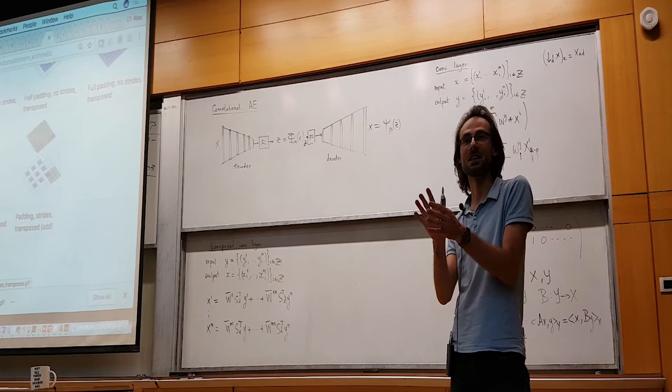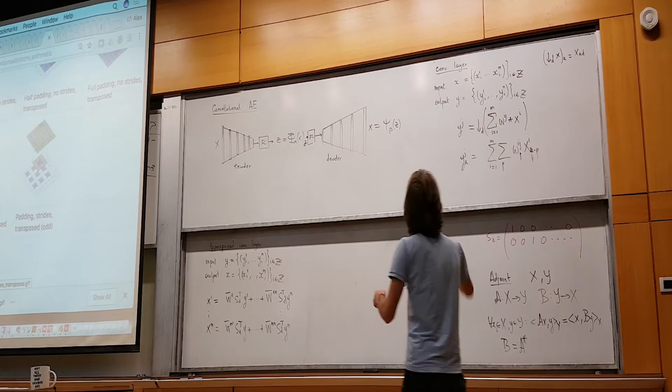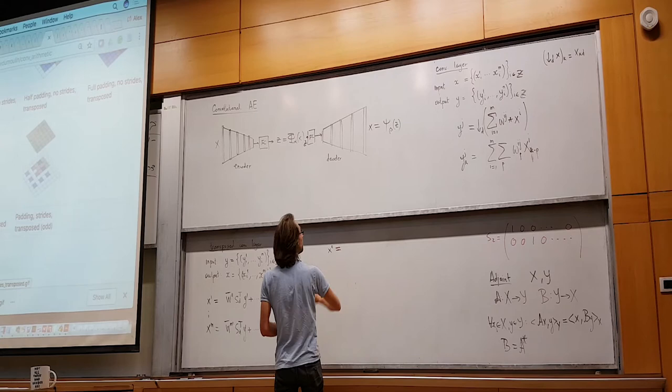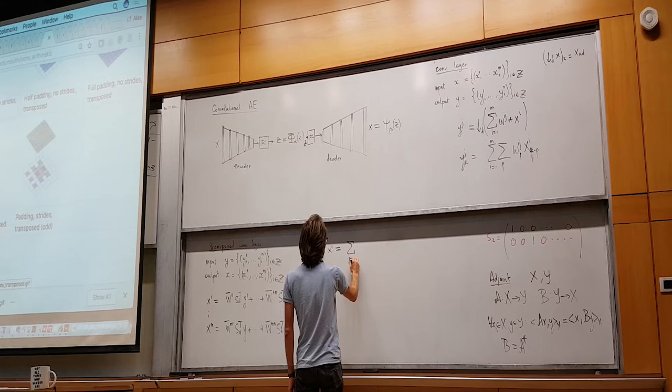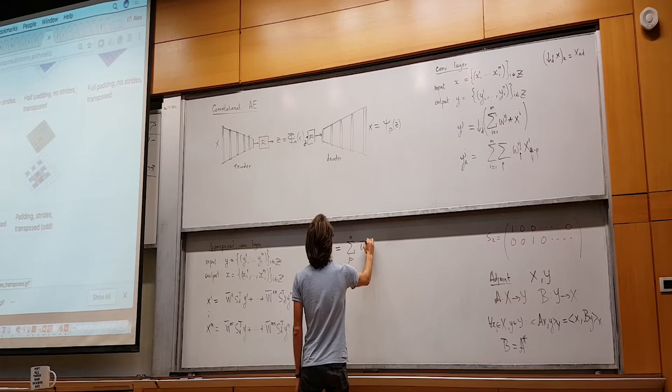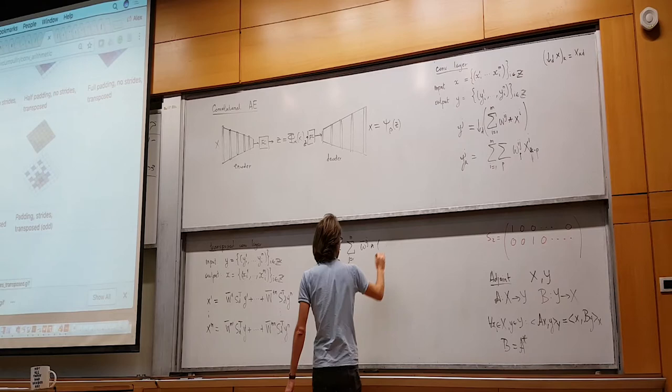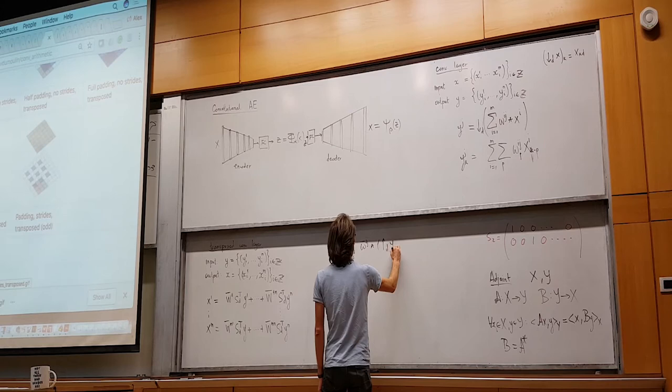Okay? So basically, if I write it this way, I will have x_i equals the sum from j from 1 to n, w reversed in time, ij, convolution. See, you first need to upsample. So I will upsample by d my signal y_j. Okay, and then do the convolution.